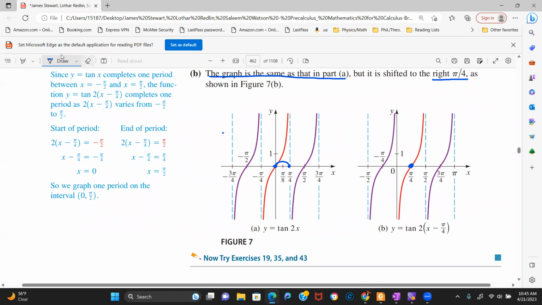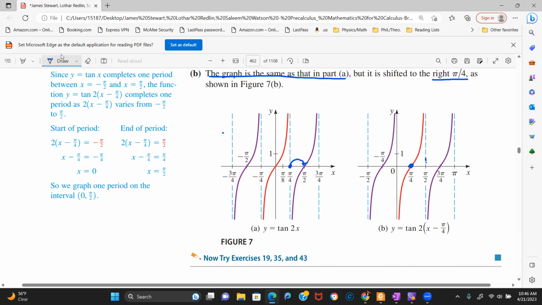And the same thing to figure out where now. So you figured out where the shape goes, but where are the asymptotes? Well, you just shift those over by pi over 4 units. So we have an asymptote here, and it's going to shift over pi over 4 units here.